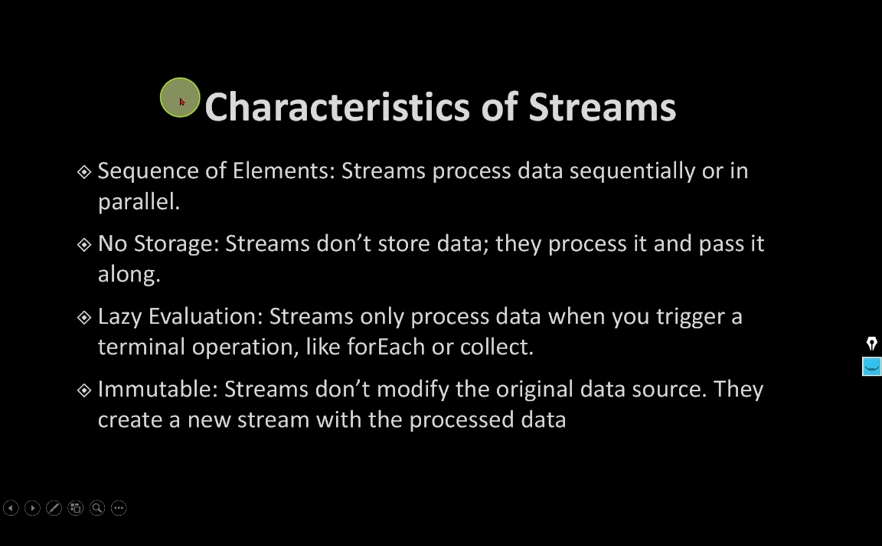Before jumping into code, let's see a few characteristics of streams. Sequence of elements. Streams process data sequentially or in parallel. No storage. Streams don't store data. They process it and pass it along to the next step. Lazy evaluation. Streams only process data when you trigger a terminal operation like forEach or collect. Immutable. Streams don't modify the original data source. They create a new stream with the processed data. So enough of theory. Let's jump into code to understand with the help of some examples.